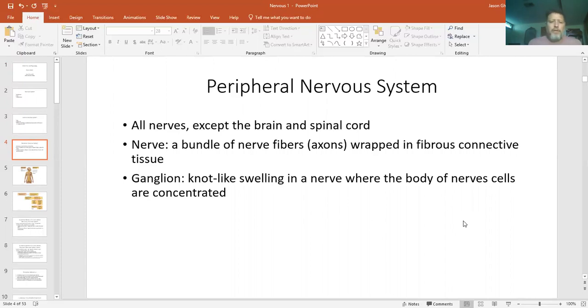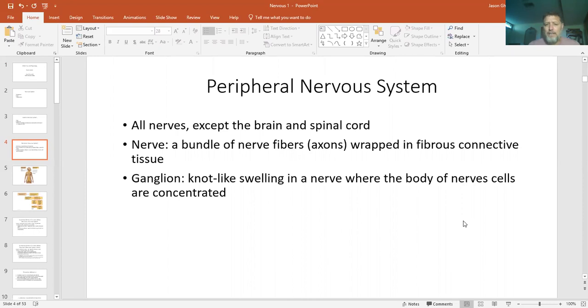A couple of the terms here. Nerve is not an individual nervous system. It's a bundle of nerves, mainly the axons. And we find these usually in the peripheral nervous system, because an individual nerve cell is called a neuron. So when you say nerve, it's actually a group of neurons.